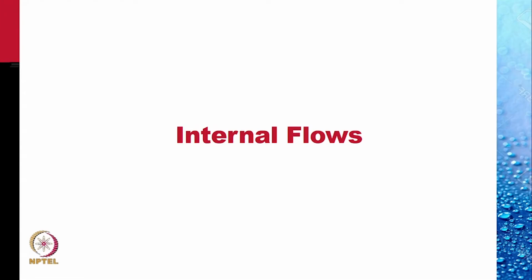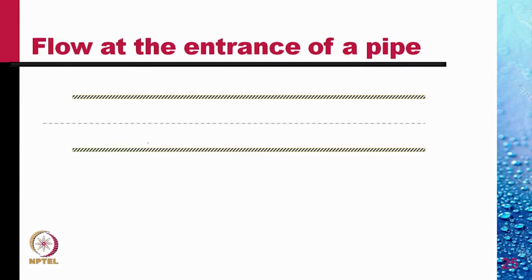Now we will discuss the flow inside a tube, called a pipe flow or internal flow. Let's consider a circular pipe. As a fluid enters the pipe, let's assume it has a uniform velocity across the section of the pipe. Now we understood viscosity and we have studied the no slip condition at the wall.